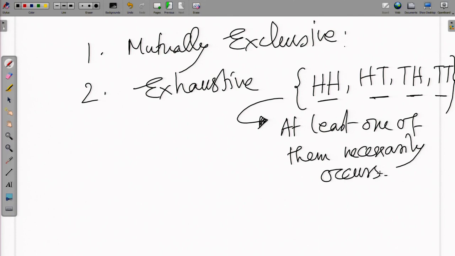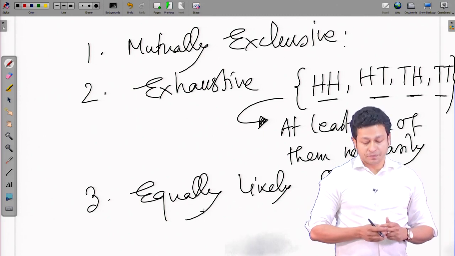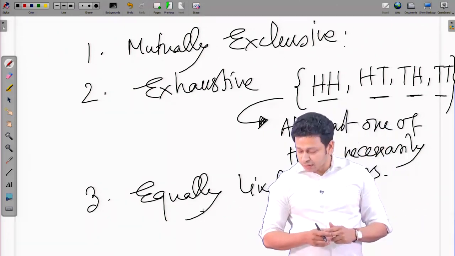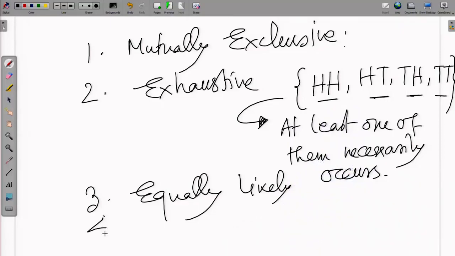The third definition that we need to be familiar with is equally likely. What does equally likely mean? The very definition itself says that it is essentially talking about equiprobable. So events are equiprobable. When we talk about classical probability, we consider the results, the outcomes, to be equiprobable. The fourth term that we need to be familiar with is outcomes favorable to an event.